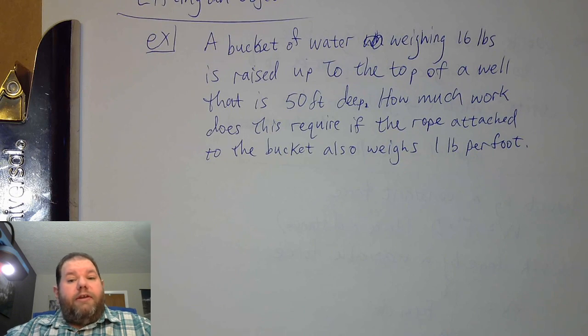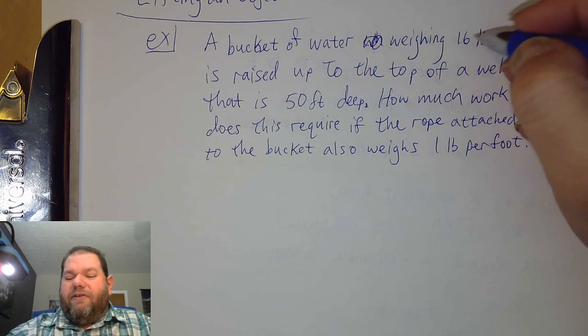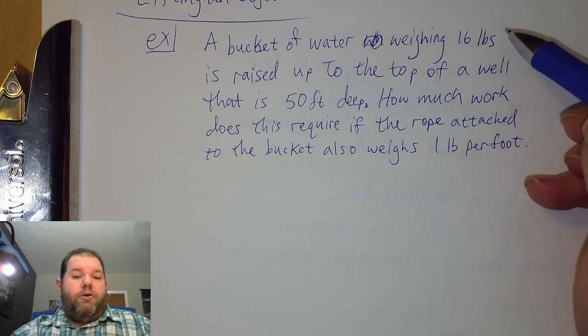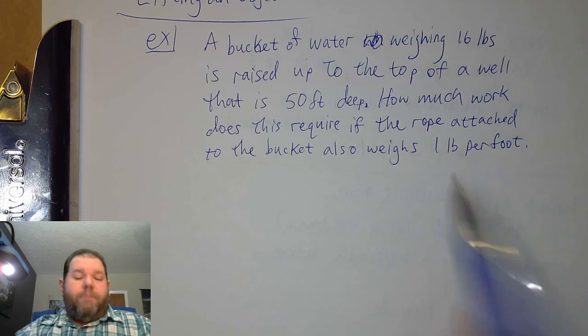We have to incorporate that into the calculation, because 50 feet of rope weighs not an insignificant amount. If this particular rope is pretty heavy duty and weighs 1 pound per foot, 50 feet of rope is 50 pounds. That's more than the weight of the bucket of water itself. Probably I should have added some weight for the bucket also. Anyway, we'll say that 16 pounds incorporates the water and the bucket, and then the rope is 1 pound per foot.